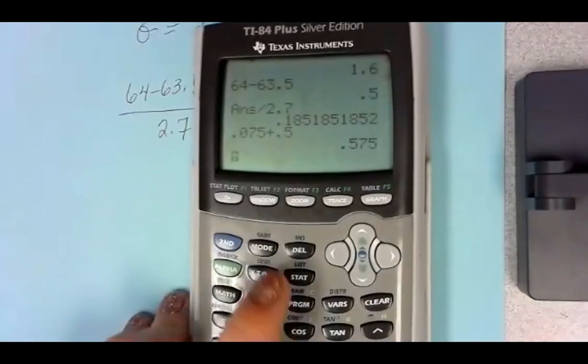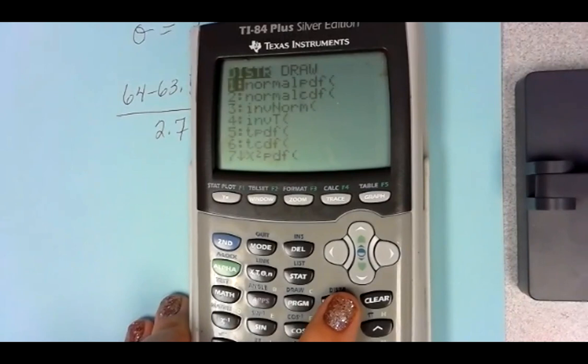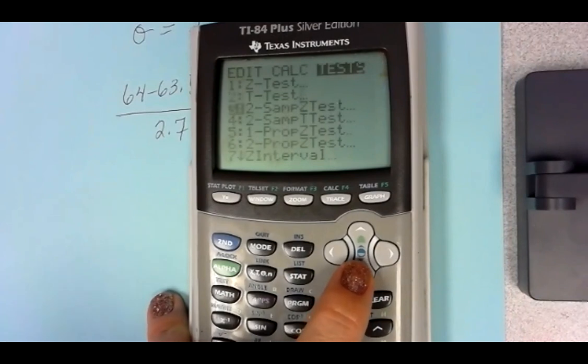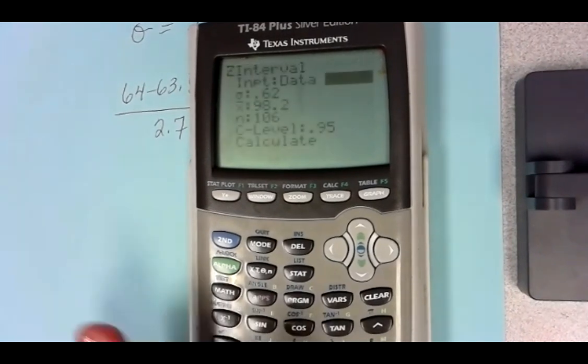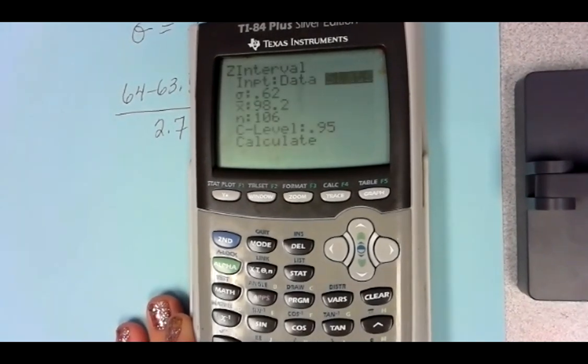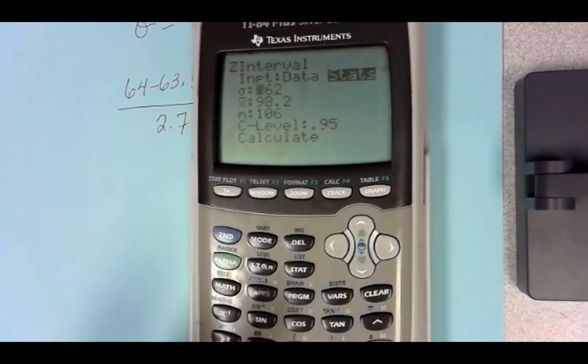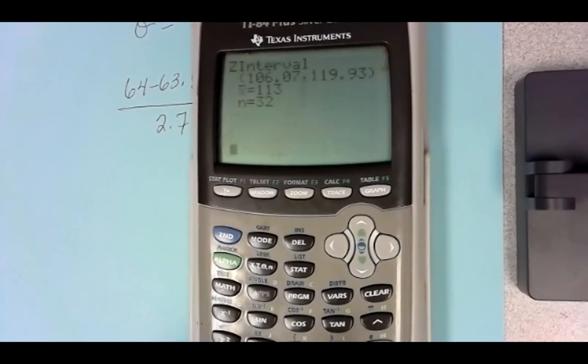Okay, so we're going to go to stat tests, and you should see a z-interval. We hit enter. You either get this from a list or you get it from stats. And in this case, they've given you some stats. So here sigma is 20. X bar is 113. N here is 32. And we want to use a 95% confidence interval. So we will just say calculate, and it will give you the confidence interval.